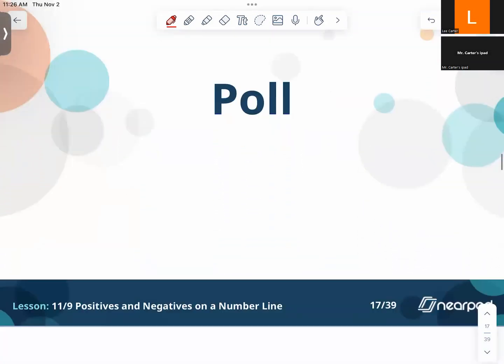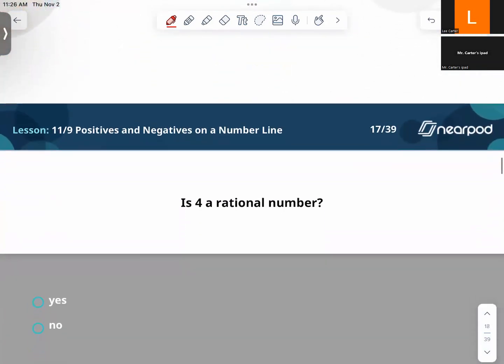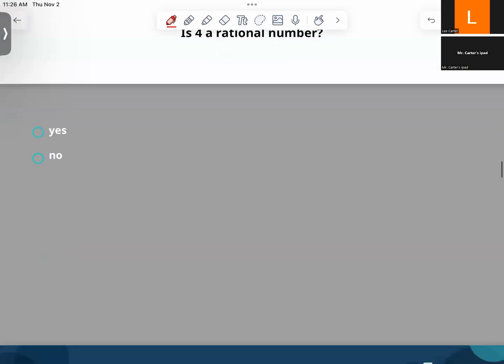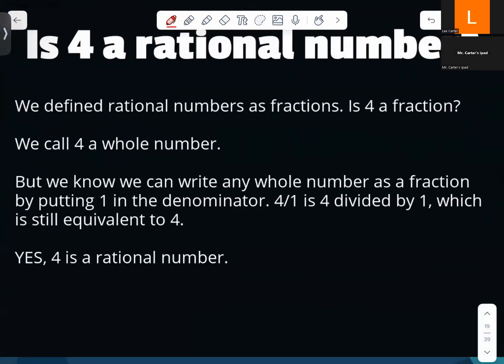Okay, so what it's asking you here is to go ahead and put down what you think. Is 4, the whole number, a rational number? So the question is, can it be written like a fraction? Yes or no? All right, put your answer and then check. The answer is yes. We call it a whole number, but it is also a rational number. Any whole number can be written as a fraction by putting 1 in the denominator. So 4 divided by 1, which is still 4. So 4 is a rational number.